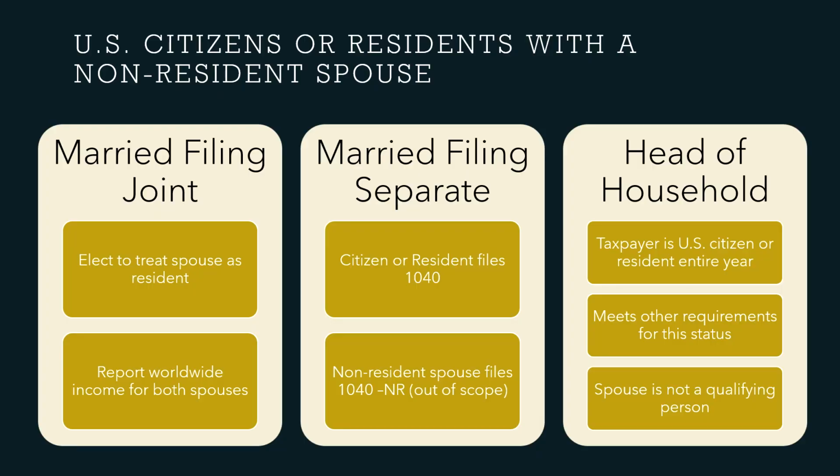It is possible that some of our married clients will have a different status than their spouse. For a U.S. citizen or resident with a non-resident spouse, there are 3 options: filing jointly, filing separately, or there is a special exception that may allow the citizen or resident spouse to file as head of household, even though they are married. If they choose to file jointly, they elect to treat the non-resident spouse as a resident, and the worldwide income of both spouses will be taxed.